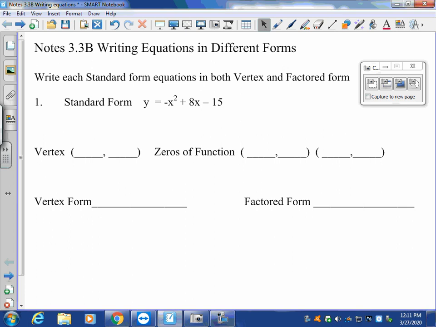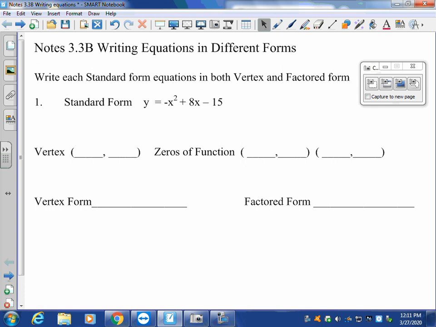All right, so in this lesson, we're going to write an equation in a different form. If you have a standard equation, you'll be able to make it into vertex or factored form. If you have a vertex form, we can make standard and factored form. So we're going to just make all the different forms depending on which type of equation we start with. So in this problem set, we're working from standard.